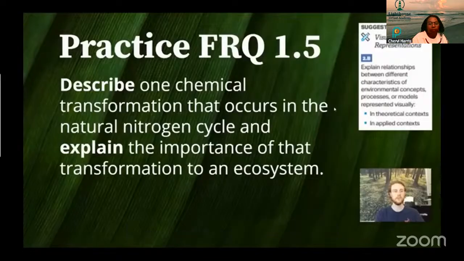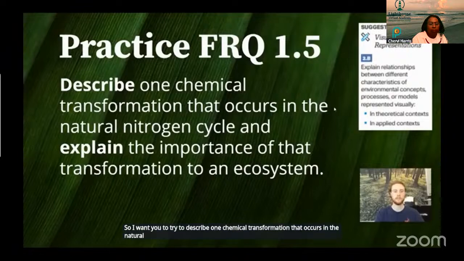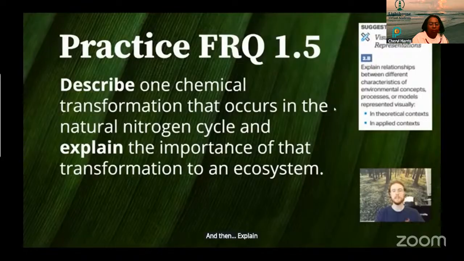So I want you to try to describe one chemical transformation that occurs in the natural nitrogen cycle, and then explain the importance of that transformation to an ecosystem.